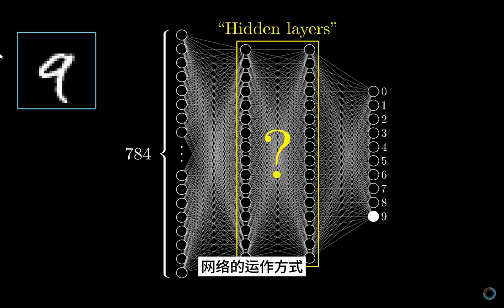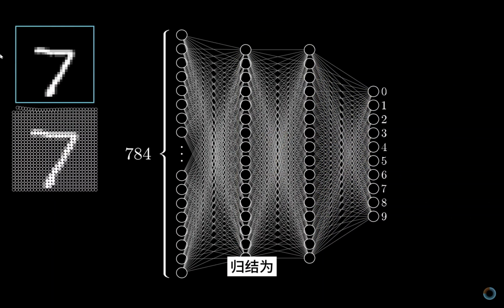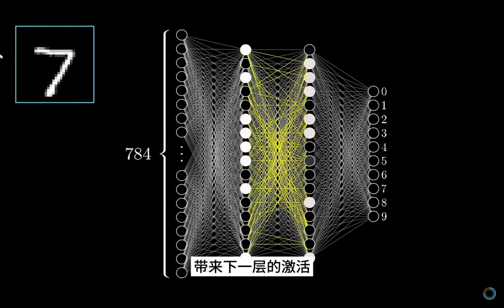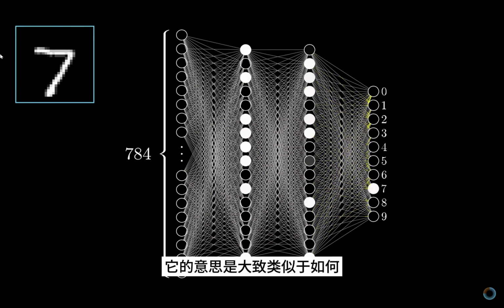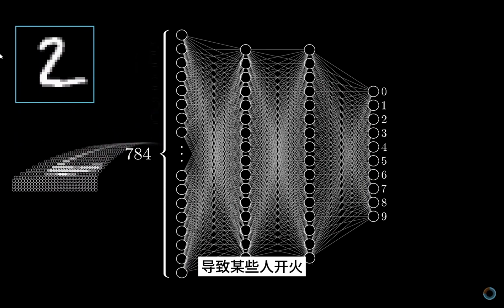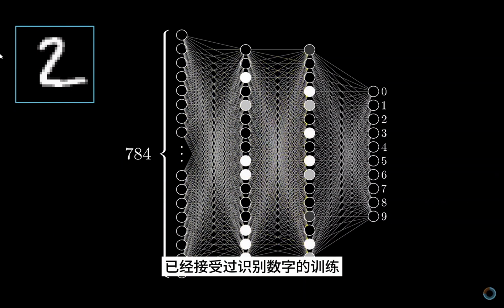The way the network operates, activations in one layer determine the activations of the next layer. And of course, the heart of the network, as an information processing mechanism, comes down to exactly how those activations from one layer bring about activations in the next layer. It's meant to be loosely analogous to how in biological networks of neurons, some groups of neurons firing cause certain others to fire. Now the network I'm showing here has already been trained to recognize digits, and let me show you what I mean by that.